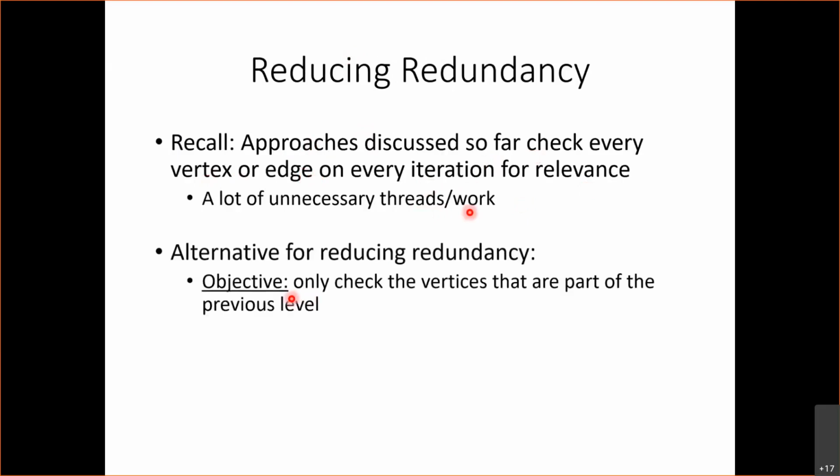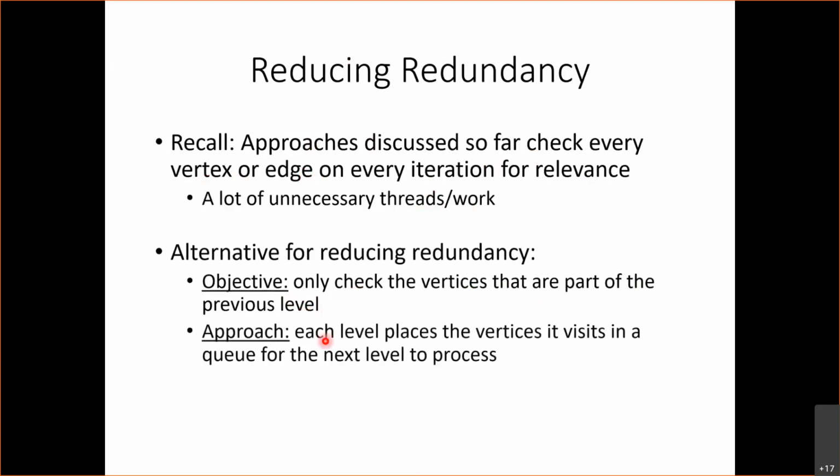Our objective is to only check the vertices that are part of the previous level. We don't want to check all vertices at each iteration. So the approach that we're going to follow is that on each level, we will place the vertices that were visited on that level in a queue. And then on the next level, we're going to only process the vertices that are in that queue. Okay? So the vertices will be queued on each level, and these vertices form the level's frontier.